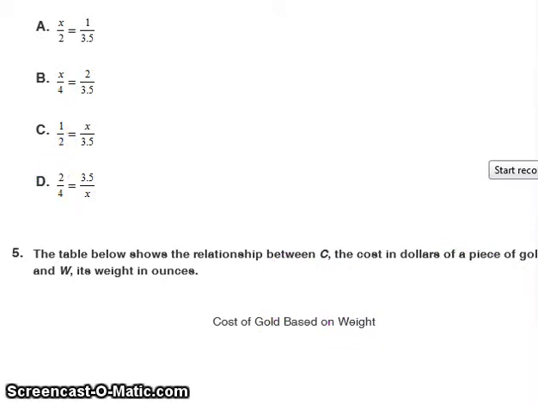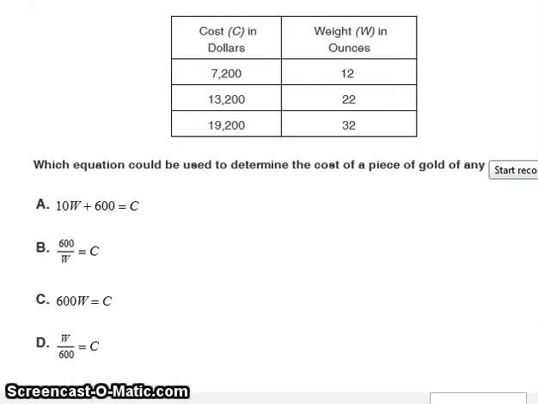The table below shows the relationship between C, the cost in dollars of a piece of gold, and W, its weight in ounces. Okay, so there's C, cost in dollars, and weight in ounces. What equation could be used to determine the cost of a piece of gold in any weight? So let's look here.